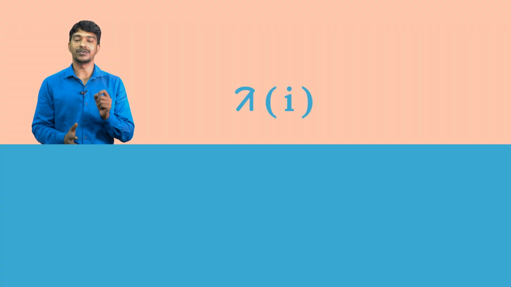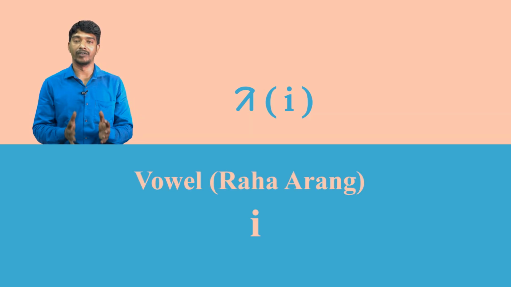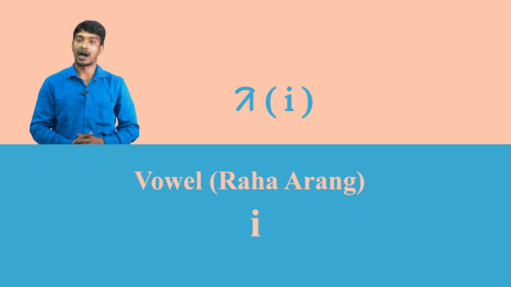The first letter of the set we have here is E. This letter is pronounced E in Santali. It is a vowel. In Santali, it is called Raha Arang. E is derived from the picture of a bending branch of a tree being blown by wind.